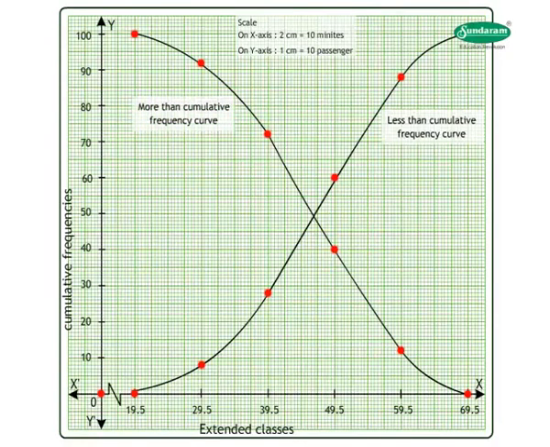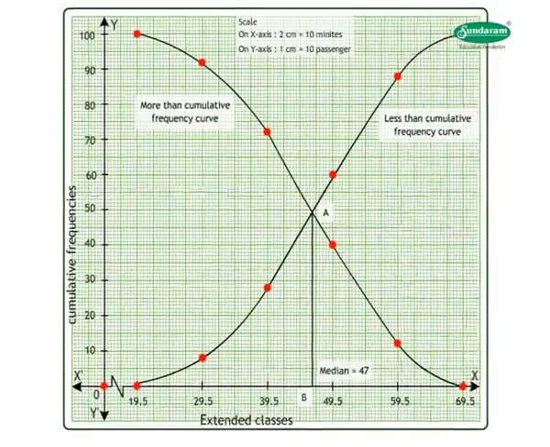Now we will draw a median. Draw a perpendicular AB to x-axis from the point of intersection of the ogives. The foot of the perpendicular is the median. Here it is 47 approximately.